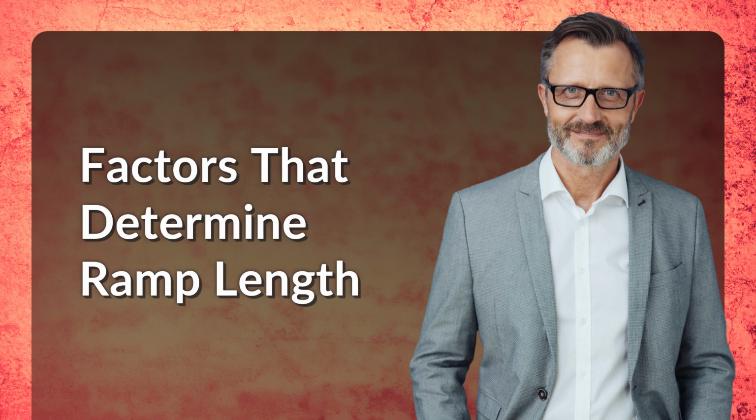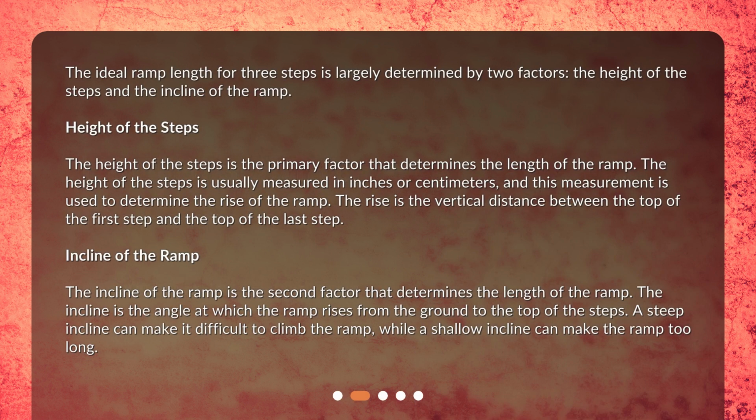Factors that determine ramp length. The ideal ramp length for 3 steps is largely determined by 2 factors: the height of the steps and the incline of the ramp. Height of the steps. The height of the steps is the primary factor that determines the length of the ramp. The height of the steps is usually measured in inches or centimeters, and this measurement is used to determine the rise of the ramp. The rise is the vertical distance between the top of the first step and the top of the last step.